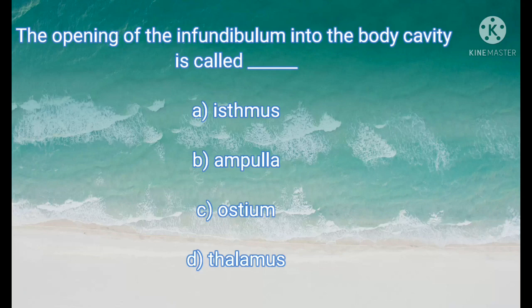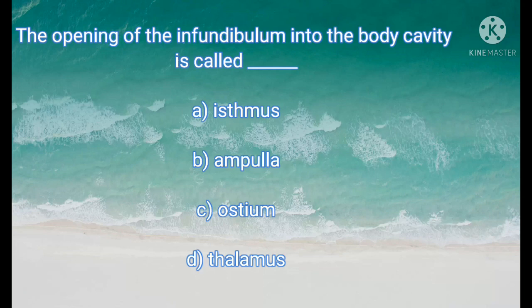If we look at the isthmus, this is the third part of the oviduct. These open into the uterus. Actually the fallopian tube has 3 parts: infundibulum, ampulla and isthmus. Infundibulum is the proximal end present toward the ovary.